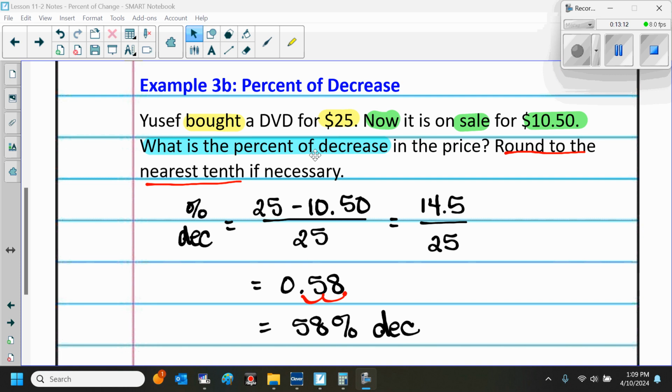All right, so Yusuf bought it for $25. Okay, so that is the original. On sale, it's on sale for $10.50. We want to know what is the percent decrease, and we want to round to nearest tenth. So percent decrease, big minus little, so that's 25 minus $10.50, divided by the original, which is $25. So we have 14.5 divided by 25, that gives us 0.58. Then we change it to a percent, that gives us 58% decrease.